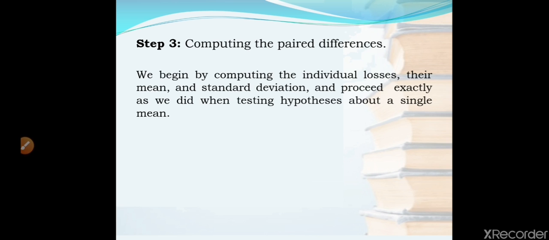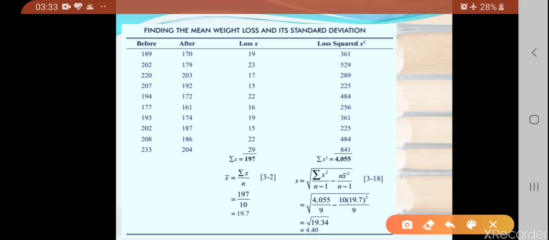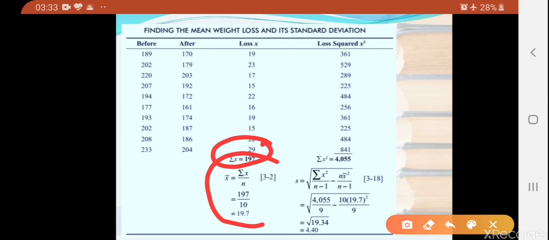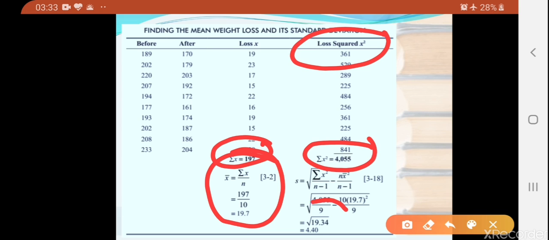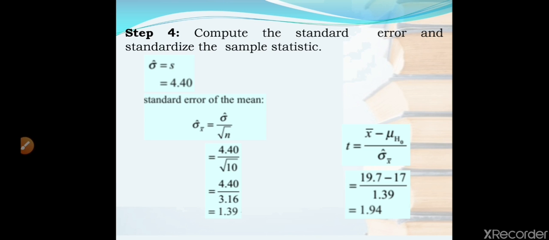Computing the paired differences. In the same way that we used to do in the single sample case, before and after weights are given, so we will take the weight loss x. This would be our x. From this value of x, we can find sigma x, and then we can find the mean. Then sigma x square we can find, and then the standard deviation, 4.40.